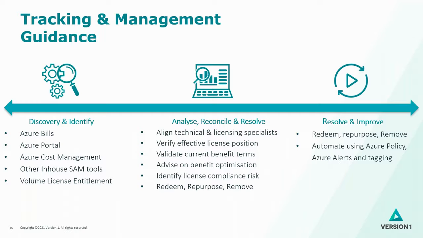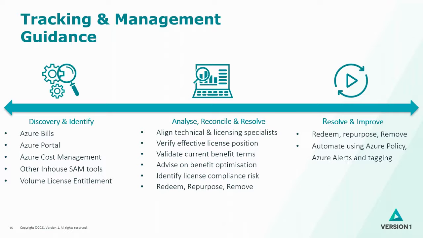So tracking and managing. So I guess there's 3 kind of key steps to this: discovery and identify. So looking at your Azure bills, trying to understand where hybrid benefit has been enabled or if it's not been enabled. So having that understanding is key. The Azure portal is obviously a good reference point to understand your VMs that are out there and where hybrid benefit has been assigned. Microsoft's Azure cost management tools are always increasing in capability, and again give you good insight in terms of where hybrid benefit has been applied, and allow you then to conduct your own exercise to understand how that ties back with your entitlement.